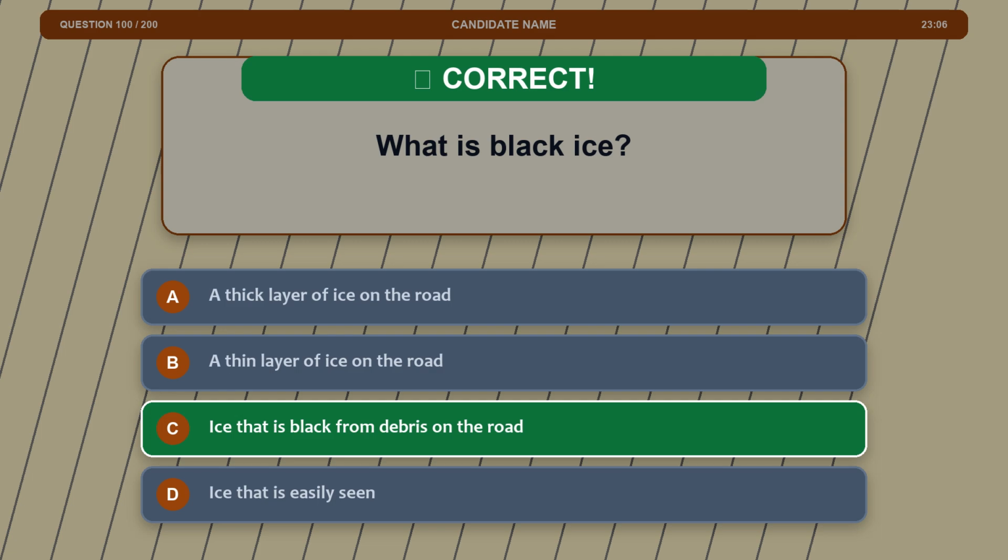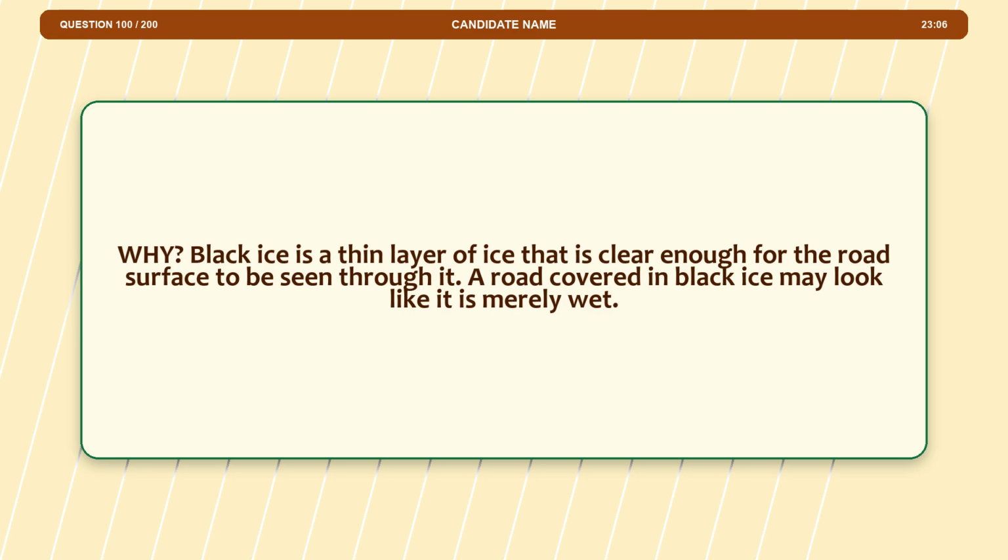The correct answer is option C, ice that is black from debris on the road. Explanation. Black ice is a thin layer of ice that is clear enough for the road surface to be seen through it. A road covered in black ice may look like it is merely wet.